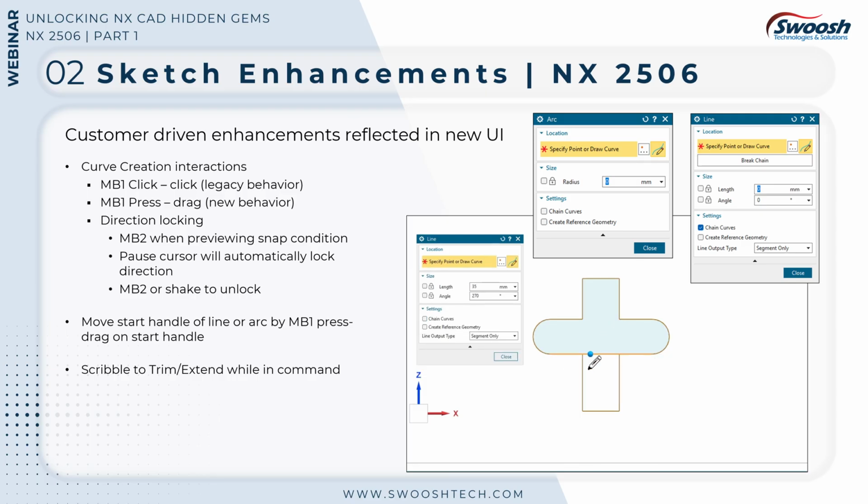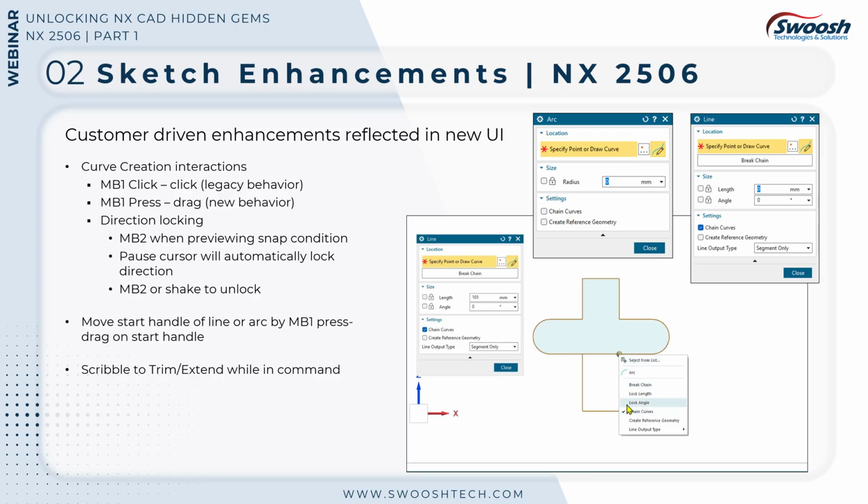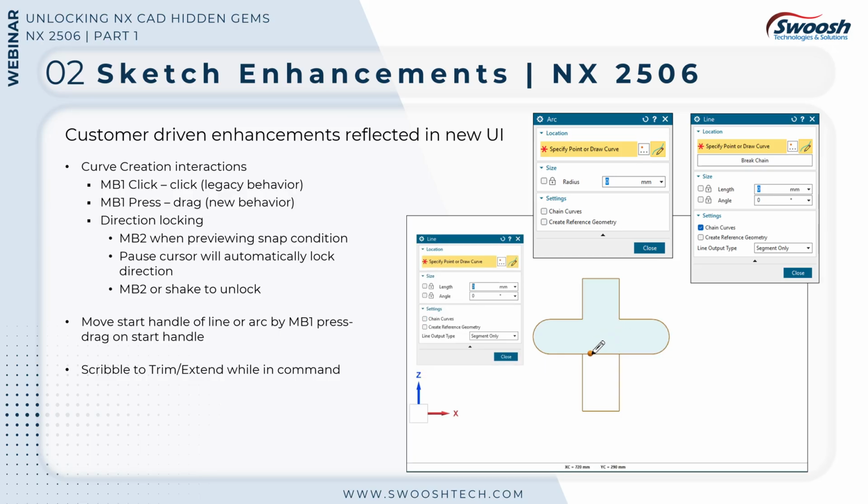Adjust the curve handles. If you need to reposition the start point or any handle of your current curve while it's being previewed, you can easily do so. Use your primary mouse button to select and drag the handle to a new location. This is ideal for correcting snap points or refining the geometry. There's also a new trim and extend support built into the curve creation command. It now supports trim and extend operations directly within the workflow, allowing for seamless adjustments without leaving the command.